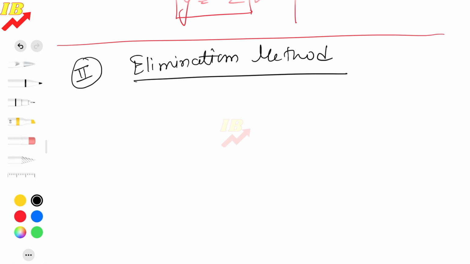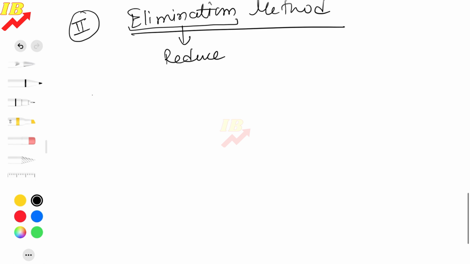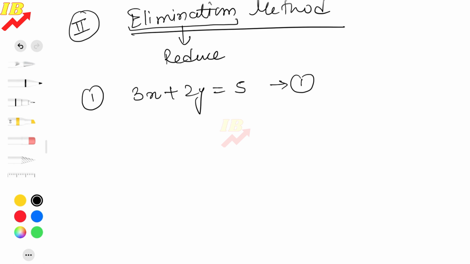In the elimination method, eliminate means just reduce. You eliminate one term, then you're getting the second term. Suppose we take an example of it. Let's take an example: 3x plus 2y is equal to 5. This is the first equation, and the second one is x minus 2y equals 3. This is my second equation.